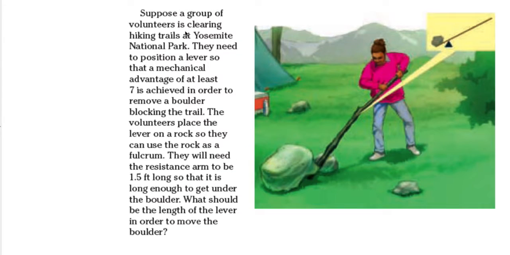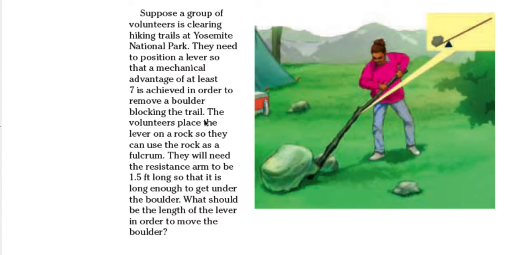Suppose a group of volunteers is clearing hiking trails at Yosemite National Park. They need to position a lever so that a mechanical advantage of at least 7 is achieved in order to remove a boulder from blocking the trail. That means a mechanical advantage of 7 means that your effort force is being multiplied 7 times. So even though you're not exerting a lot of force, with a mechanical advantage of 7, the force that you're exerting will be multiplied 7 times.